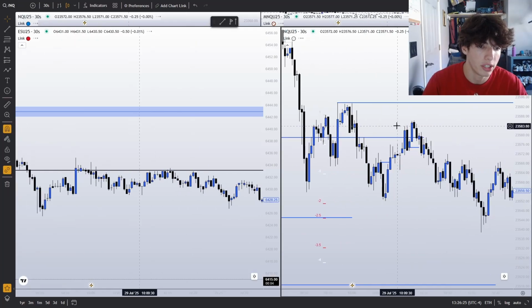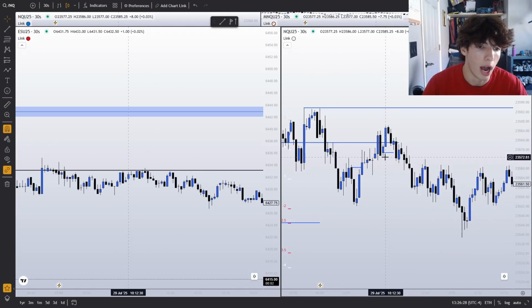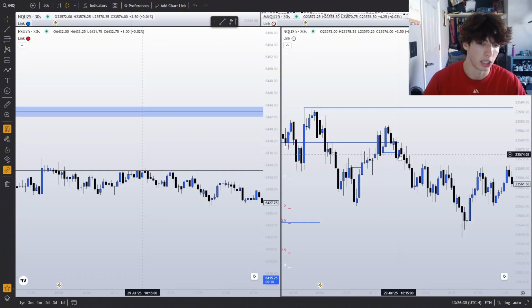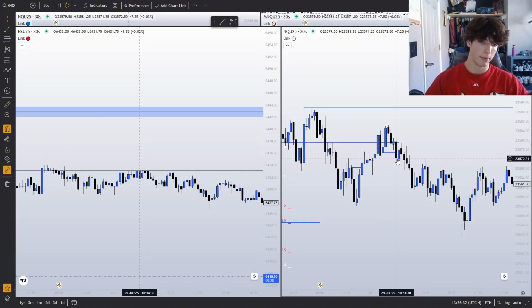We see, yeah, 30 second was probably the clearest in my opinion. I like to take this after I get displacement, right? So I see this happen. I don't really see much displacement. I would have waited until this candle closed and came again back to this level.